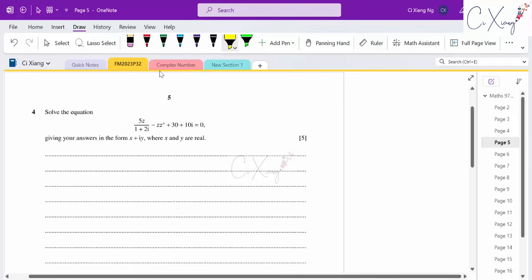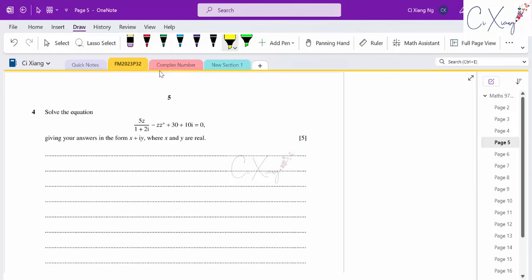We need to solve question number 4 now. Solve the equation shown. Give your answer in the form x plus yi, where x and y are real. For this question, we should know that it is a complex number question, and we are having z and z conjugate in the equation. To recall, z is a complex number, and the pattern will be x plus yi. When you are asking for z conjugate, it should be x minus yi. This is something that we need to know before we can start the solution.